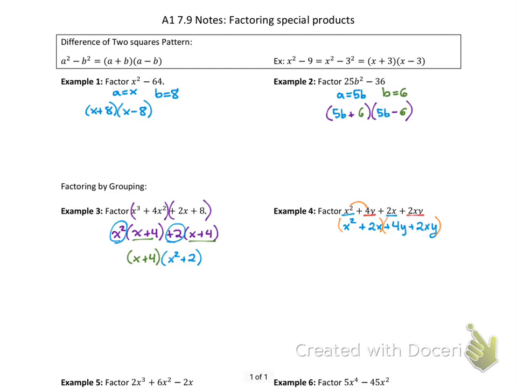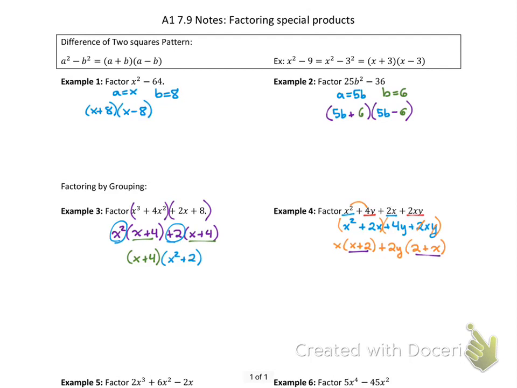x squared and 2x both have x. And 4y and 2xy both have 2y. So I'm going to take out a positive 2y. And when I take 2y out of 4y, I end up with 2. And when I take 2y out of 2xy, that goes away, and we're just left with x. Do my insides match?